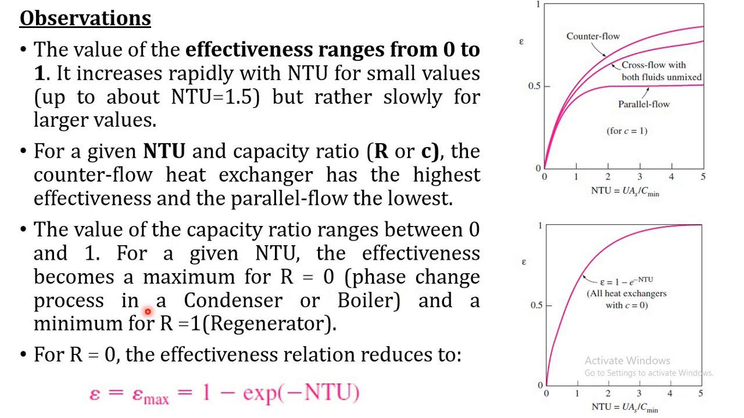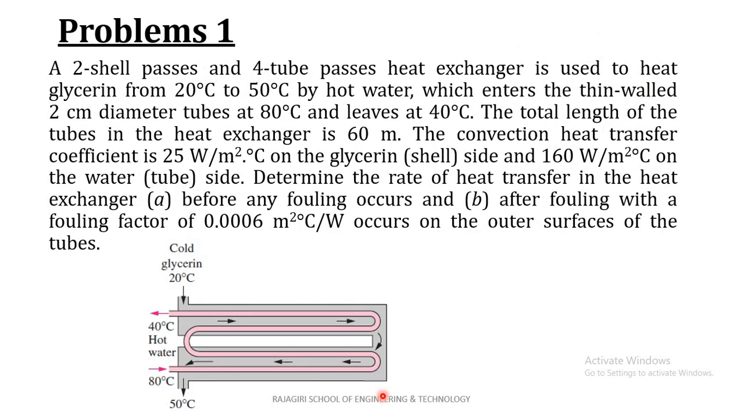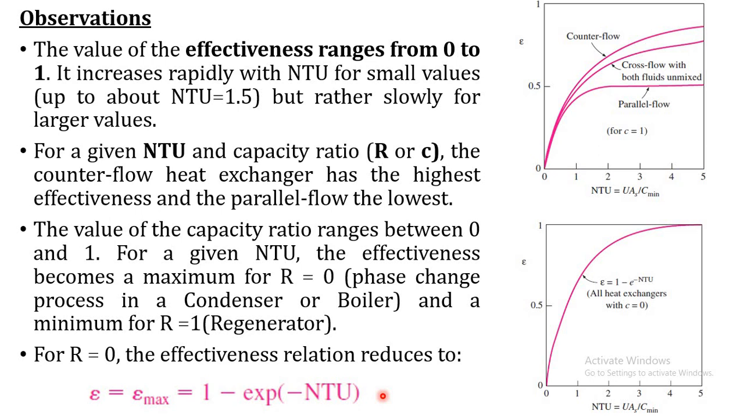That is in the case of phase change, and a minimum for R equal to 1. That is for a heat regenerator. For R equal to 0, the effectiveness expression reduces to effectiveness equal to 1 minus exponential of minus NTU. Okay, so with this I conclude this part of the lecture.